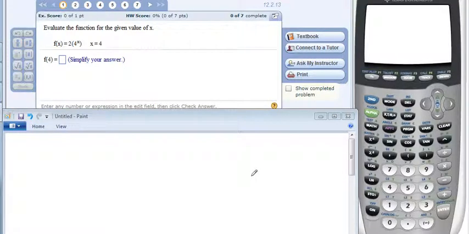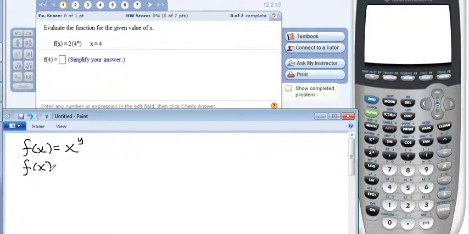Hi everybody, we're on to 12.2, which is the start of our exponential functions. A typical exponential function looks like this: x to the y. Sometimes they say it is a to the x.